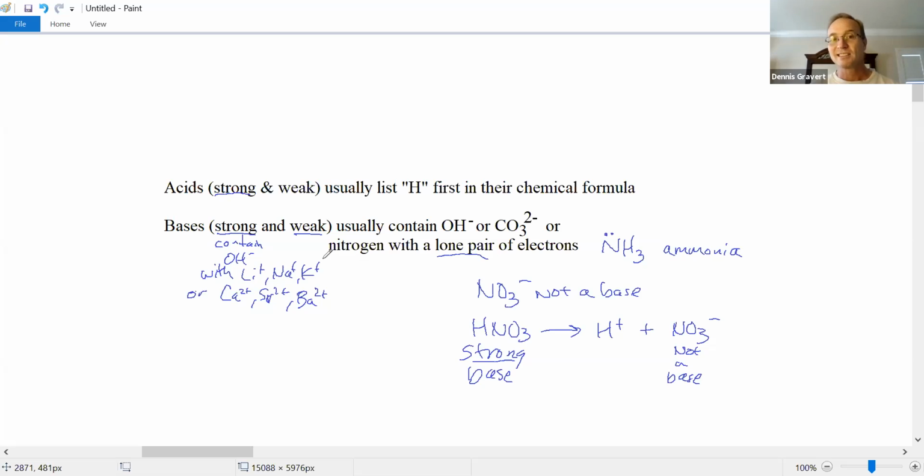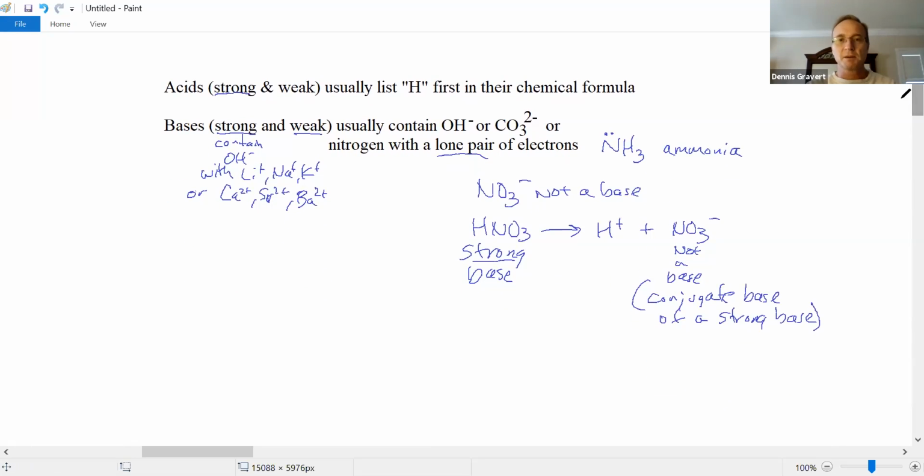I guess 2 reasons why nitrate is not a base. 1, if you draw out the Lewis dot structure, nitrogen doesn't have a lone pair of electrons. And 2, it's the conjugate base of a strong acid. And even though it has the name conjugate base, it's not basic at all. I know, it's a little misleading. Wait, we're calling it conjugate base. Doesn't that mean it? No, it doesn't. Darn it. Okay, let's see some examples of these in acid-base reactions.